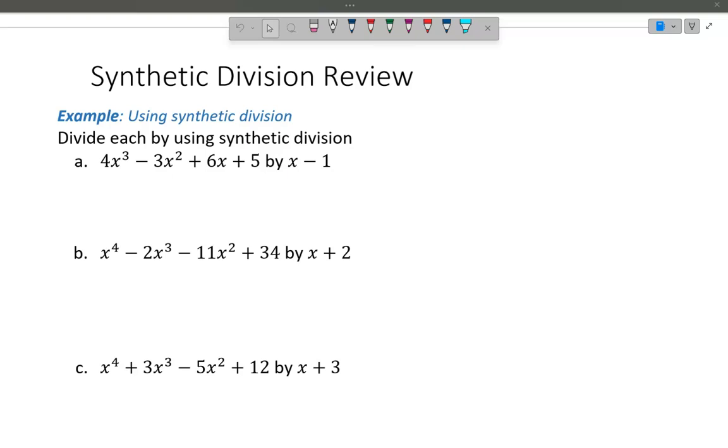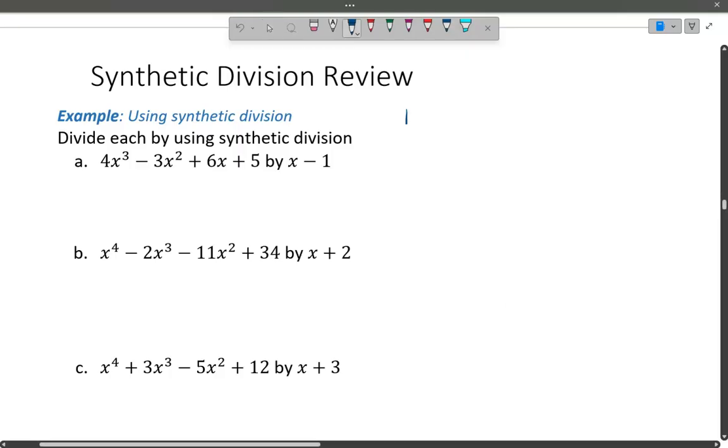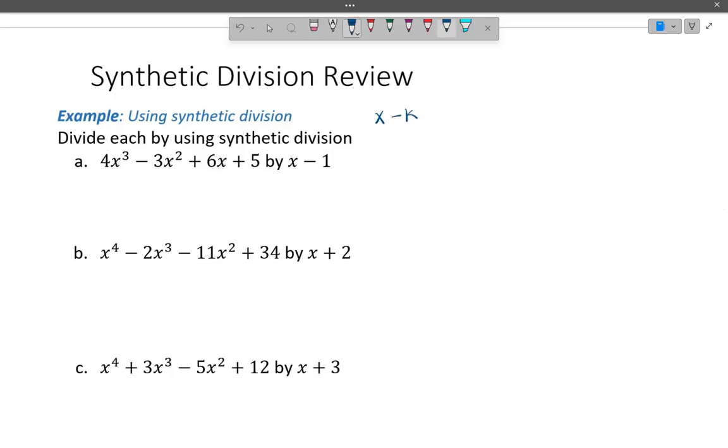Before we move into the next unit, let's take some time to review synthetic division so that we can then use it for some more complex operations. Recall that in order to do synthetic division, we have to be dividing by a binomial that is linear with a leading coefficient of 1. Also, remember it's in the form of x minus k. So we're looking for a binomial in this form in order to do synthetic division.